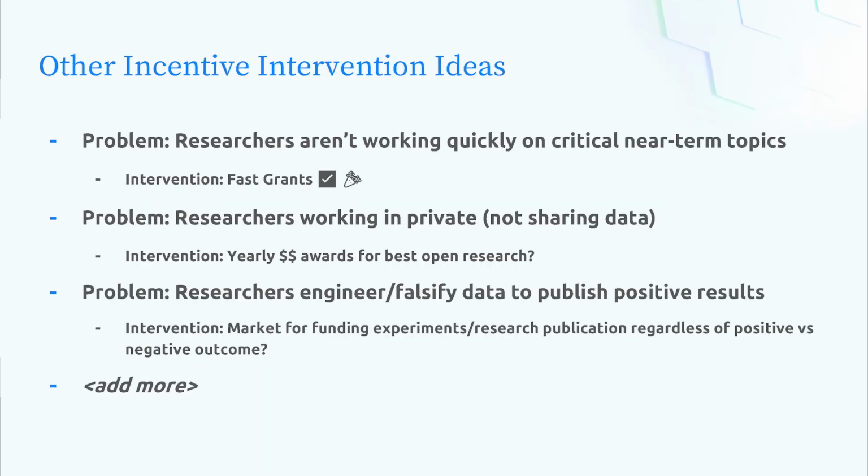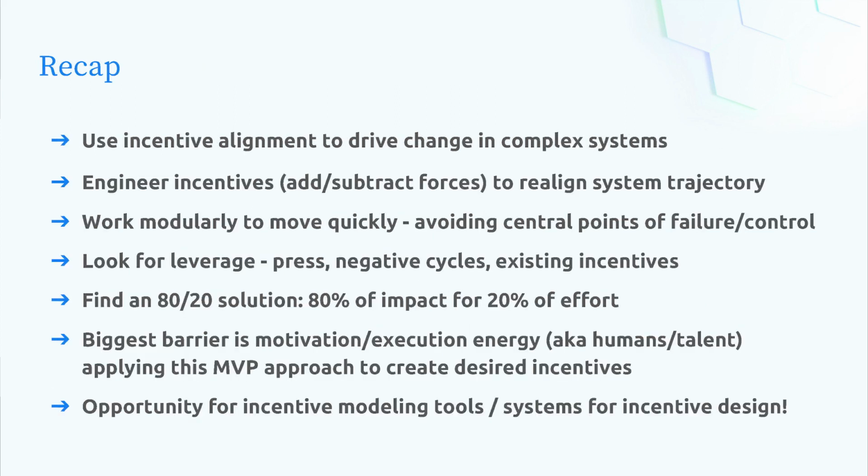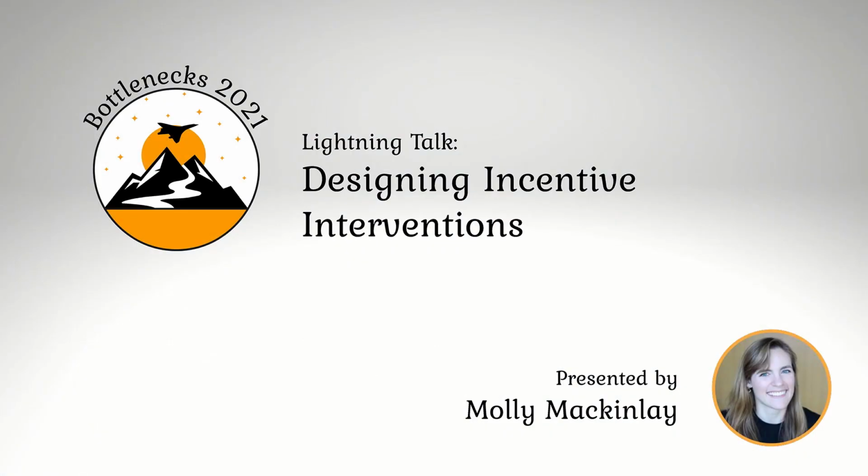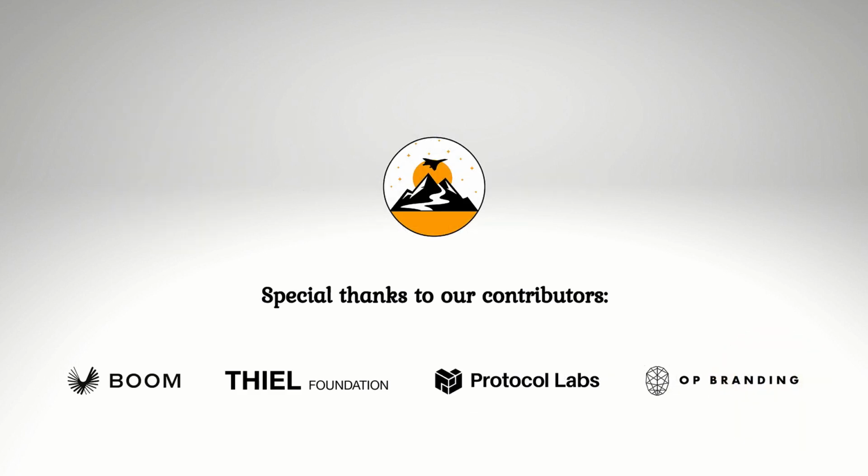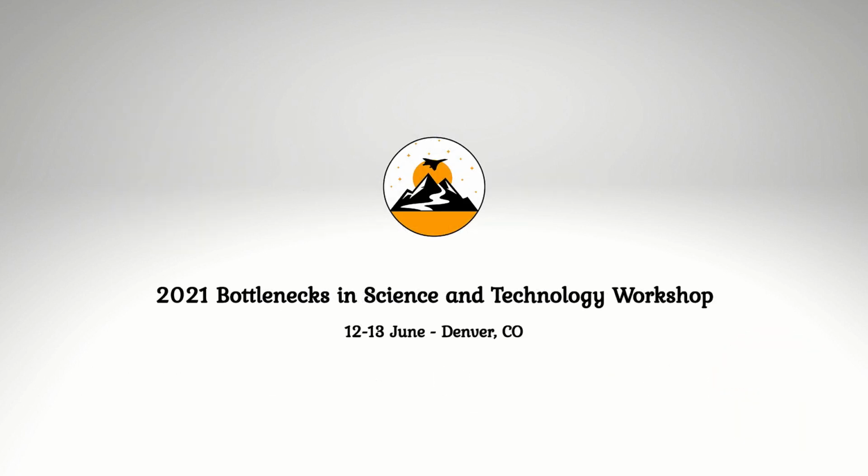One hypothetical solution, one that was actually described earlier in practice, is things like fast grants. They create a new incentive for doing work quickly without waiting for longer-term research funding. And that's the recap. I think I have 1 minute left. Use incentive alignment. My posit here is that this is a really useful tool that we should be using to break through some of our bottlenecks. Thank you so much.